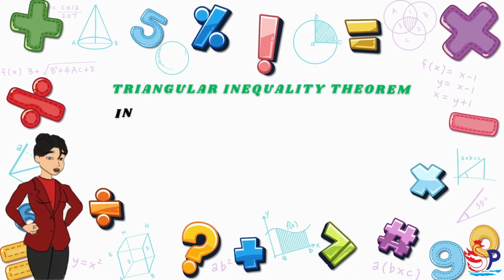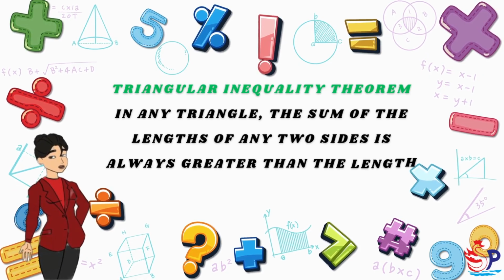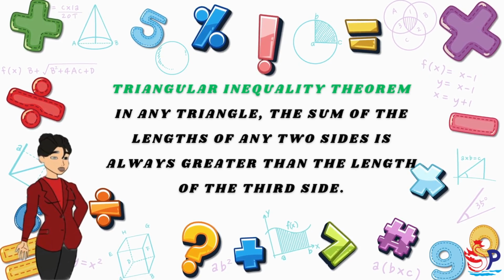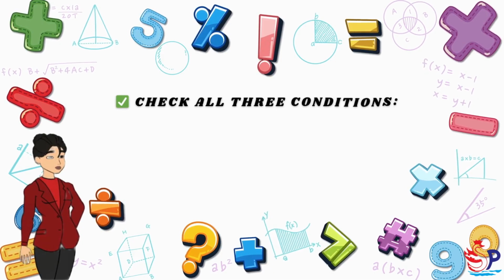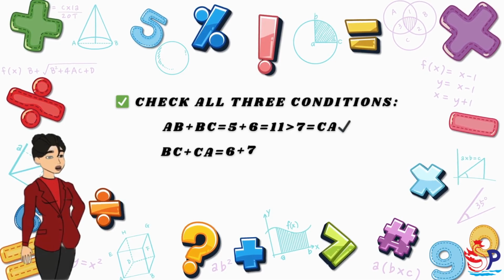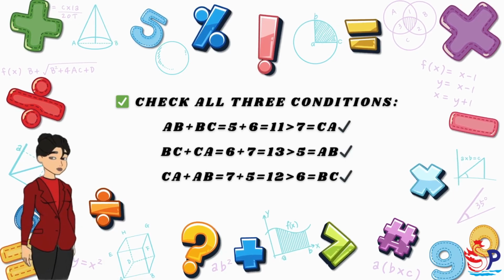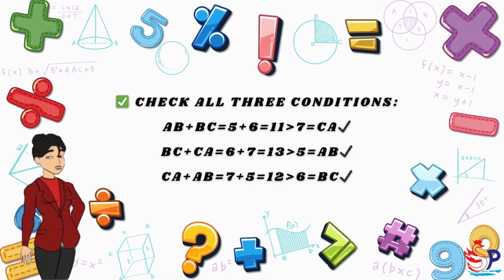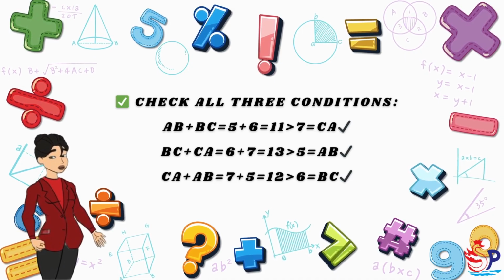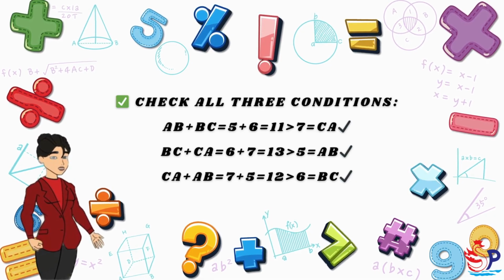Triangle inequality theorem. In any triangle, the sum of the lengths of any two sides is always greater than the length of the third side. Check all three conditions. AB plus BC is equal to 5 plus 6 is equal to 11, greater than 7, which is CA. BC plus CA is equal to 6 plus 7 is equal to 13, greater than 5, which is AB. CA plus AB is equal to 7 plus 5 is equal to 12, greater than 6, which is BC.